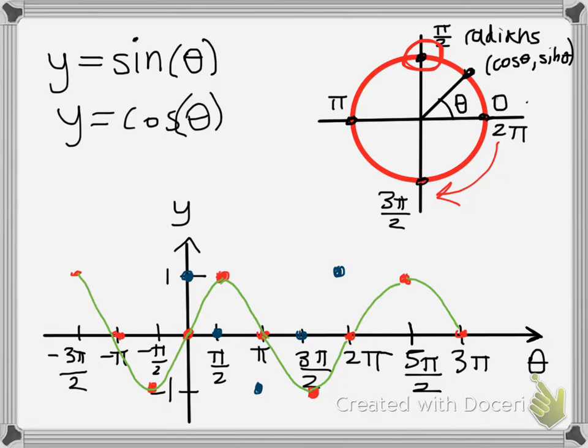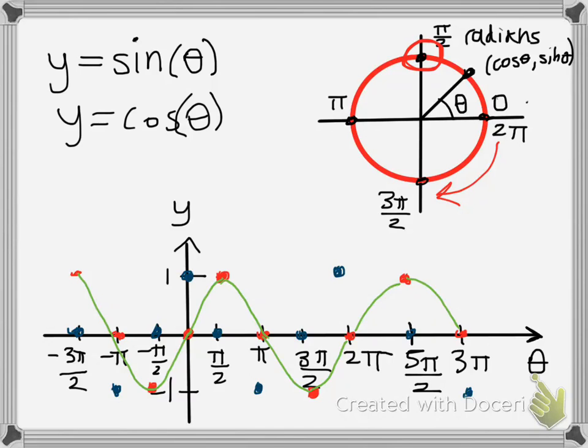At 5 pi over 2, we continue going counterclockwise, and the x-coordinate is 0. And at 3 pi, the x-coordinate is -1. At negative pi over 2, the x-coordinate is 0. At negative pi, the x-coordinate is -1. And at -3 pi over 2, the x-coordinate is 0. So cosine of theta is the x-coordinate, sine of theta is the y-coordinate.